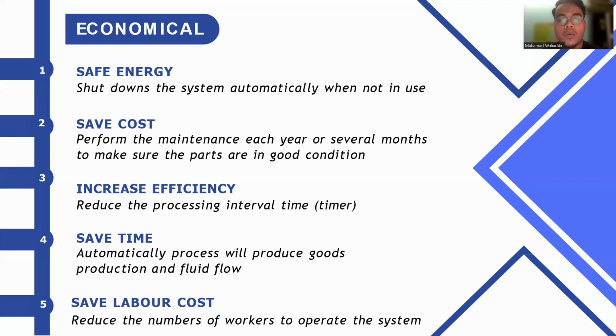Next, point 3 is to reduce the processing interval time to increase efficiency in a short time. The increased efficiency will produce good quality output. For point 4, the automatic process will produce good production and fluid flow that will save workers' time when they operate the system. For the final point 5, reducing the number of workers needed to operate the system will save labor cost, because the processes of some systems run automatically.